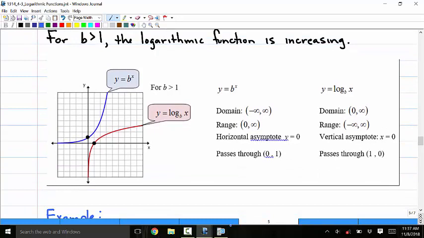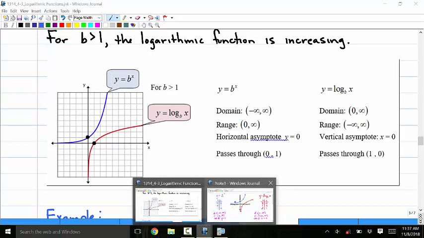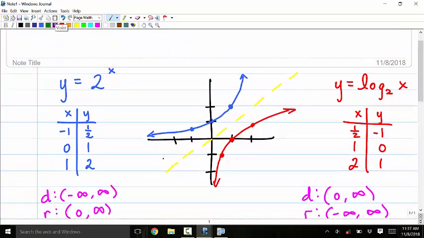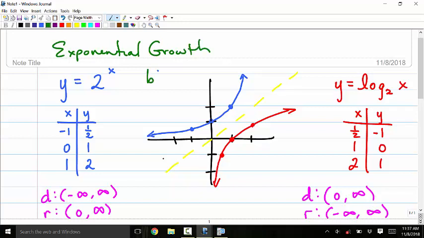Did we talk about all of that? Yeah. If b is bigger than 1, so back over here on mine, this is for exponential growth. Our base is bigger than 1. What happens to our logarithmic function? Is it always increasing or always decreasing? It's always increasing. When you have the inverse of an exponential growth function, it's a logarithmic function that's always increasing.